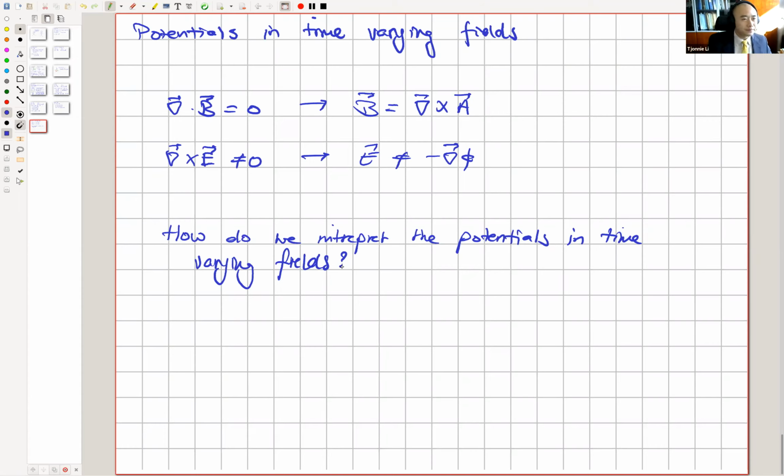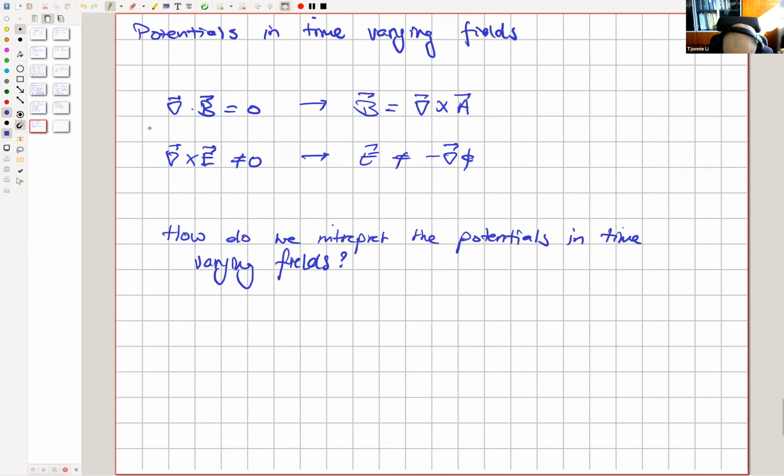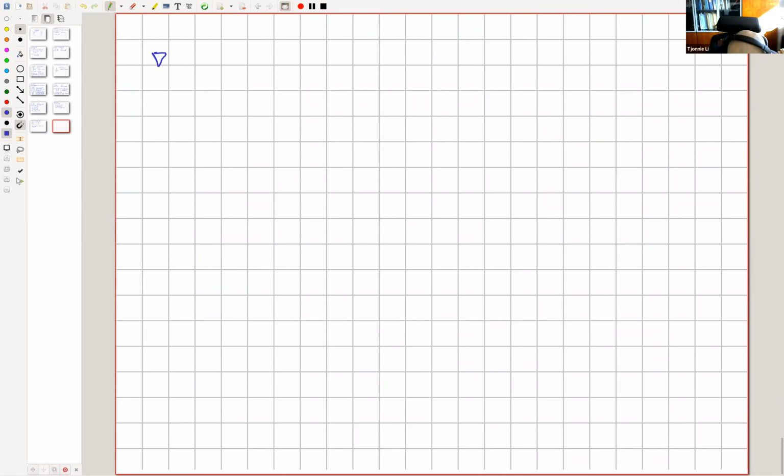Okay, welcome back. Let's continue this discussion. In particular, for the remaining part of this lecture, I want to show you the framework for how we can interpret the potentials when we look at time varying fields instead. So let's start with what we know: the B field is still solenoidal, so we know that the B field can be written as the curl of some vector potential.